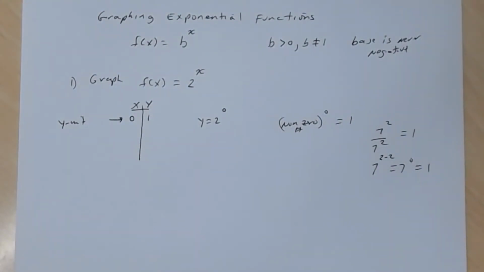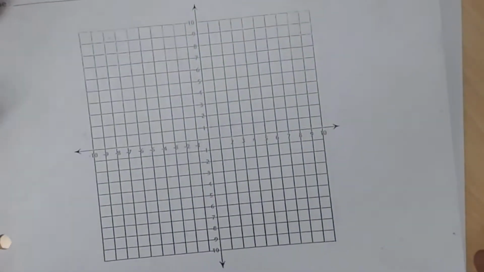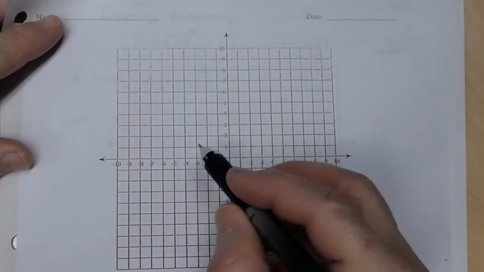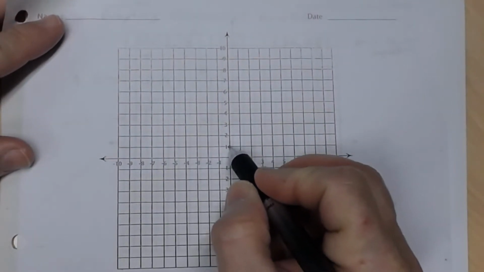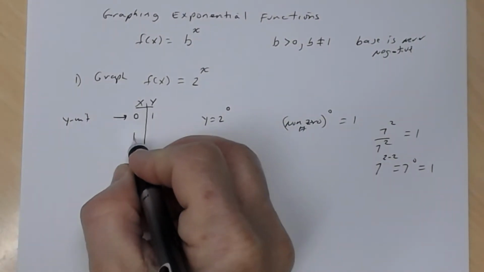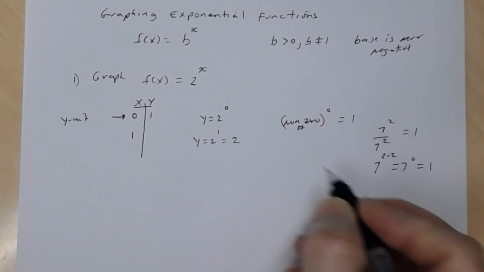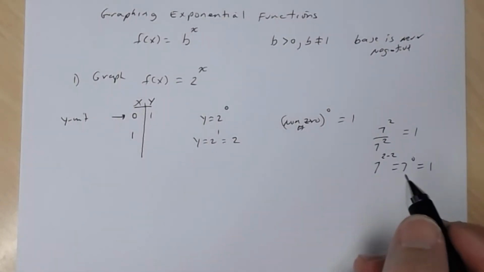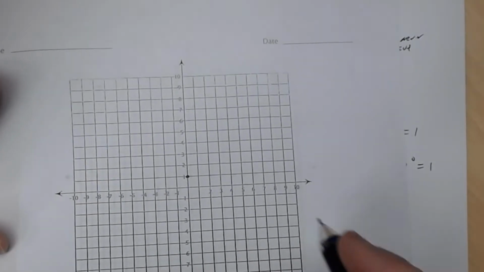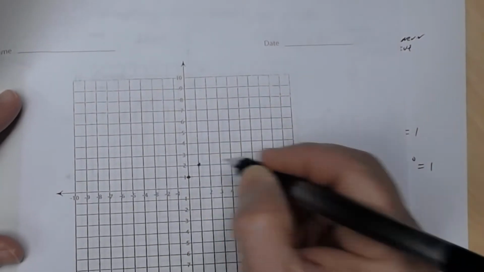As we go through this, I'm going to start plotting some points just to give you an idea of what it looks like. I'm going to plot the point (0, 1), so that's here. Now x is 1. I get y equals 2 to the first, which is 2. So I'm going to plot the point (1, 2), which is here.